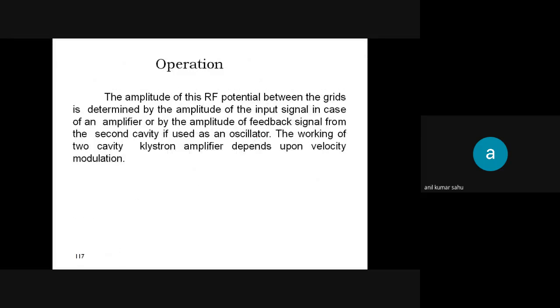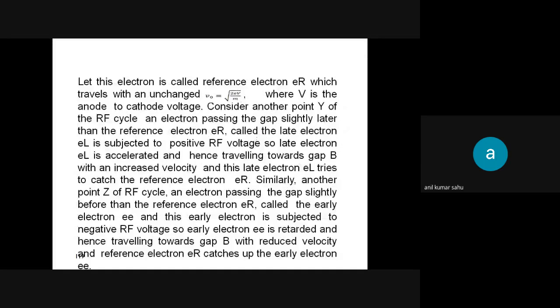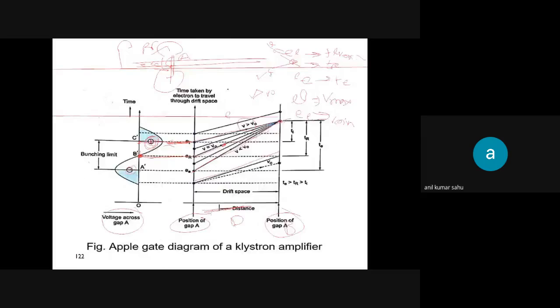Now, let's look at some concepts about how we can understand these things using a graph. Using the graph, you can understand the same working operation. This is called the Applegate diagram for the klystron amplifier. How can you draw it? These Applegate diagrams will tell you how electrons are modulated with the help of the RF applied input.